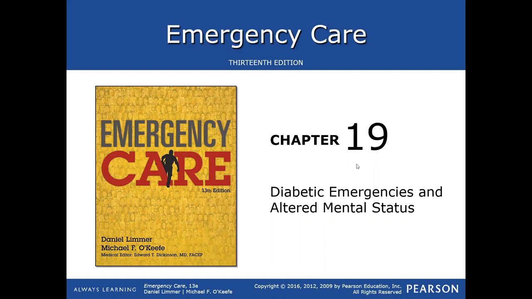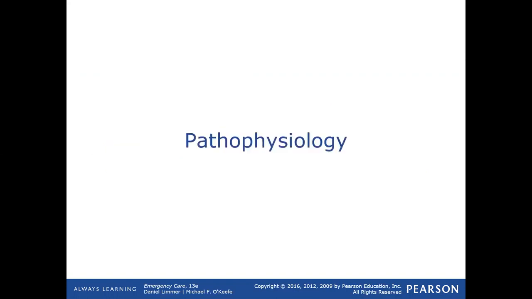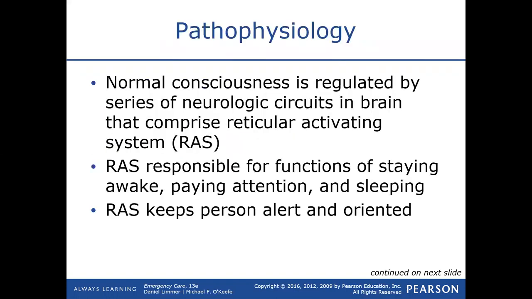All right, guys, so what we're going to do today is talk about Chapter 19, Diabetic Emergencies and Altered Mental Status. We'll talk about some pathophysiology, assessing the patient with altered mental status, diabetes itself, and other causes for altered mental status. So first, pathophysiology.